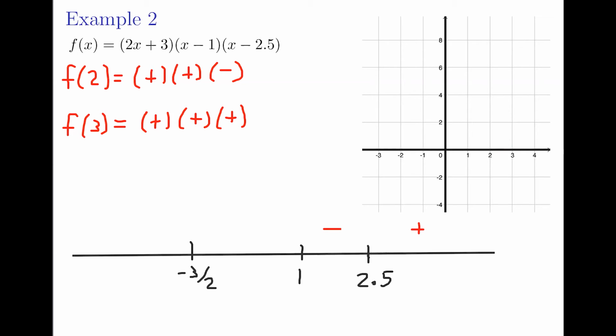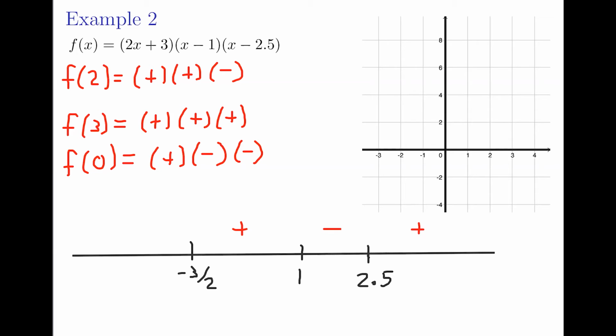Now, let's pick a number between minus 3 halves and 1. Probably the easiest thing to pick is 0. But any number you pick is going to give you the exact same sign in the end. So what's f of 0? It's 3 times 0 minus 1, that's negative 1. And then 0 minus 2.5, that's negative. So f of 0 is a product of three numbers, two of which are negative. So f of 0 is actually positive.